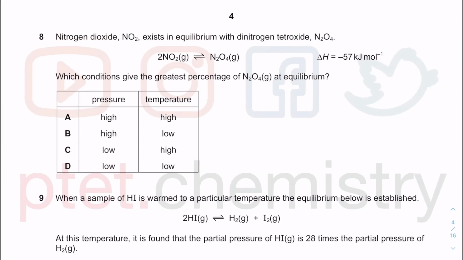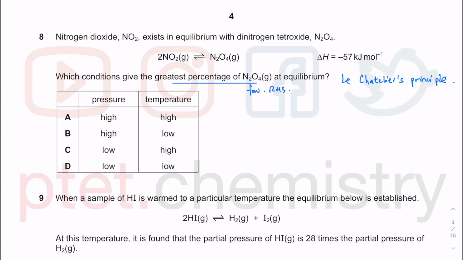Question 8, we have an equilibrium. So we need to think about Le Chatelier's principle in terms of shifting the position of the equilibrium. What conditions give the greatest percentage of N2O4? You want to favor the right hand side. You want to shift the equilibrium to the right hand side and favor the forward reaction in order to give you more N2O4.